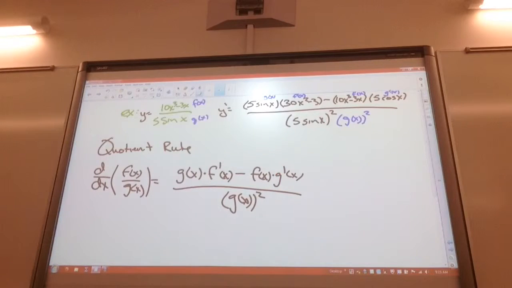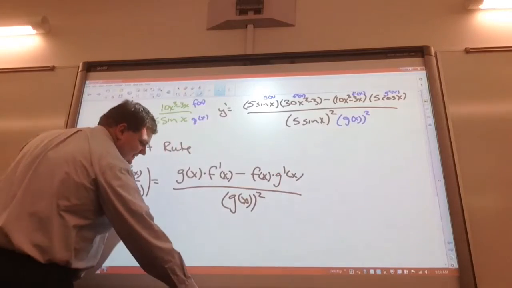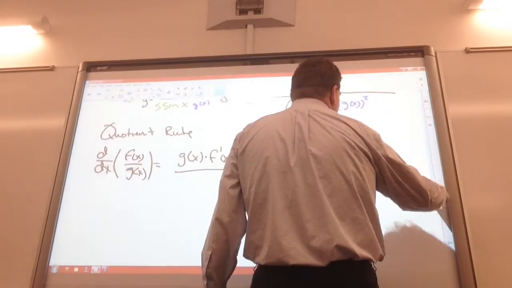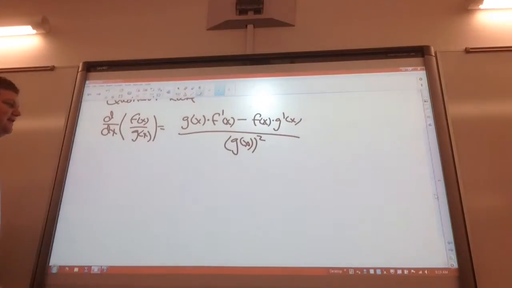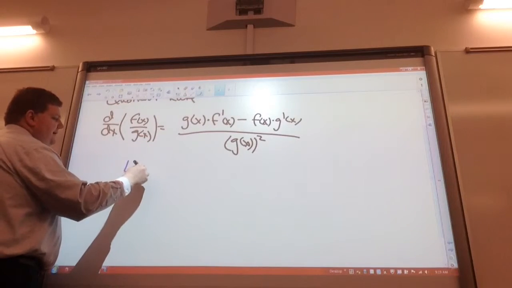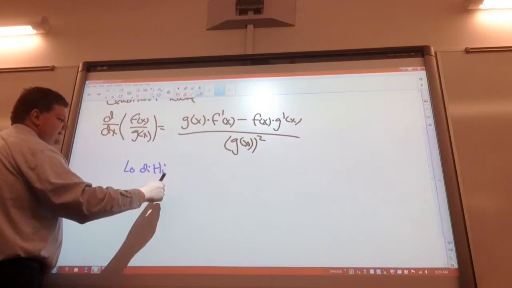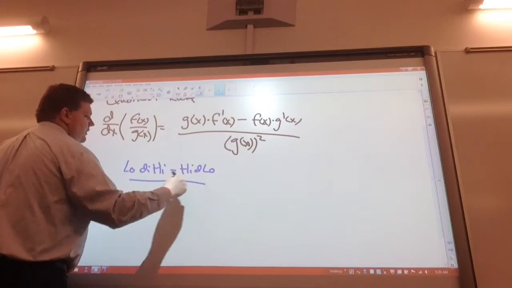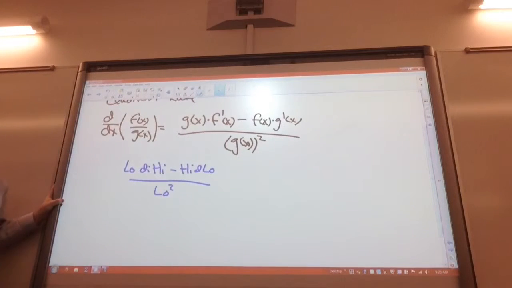Now, the quotient rule has a fun little mnemonic that people use to remember it. It makes you sound like you're yodeling in the Swiss Alps. The mnemonic for the quotient rule is: low D high minus high D low over low squared. Basically, low D high minus high D low over low squared.